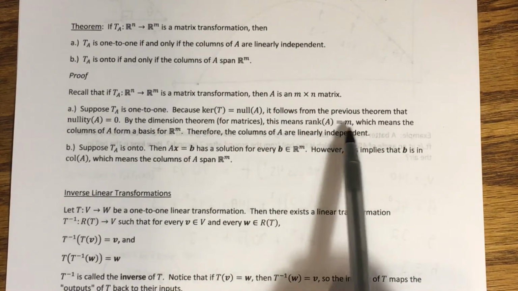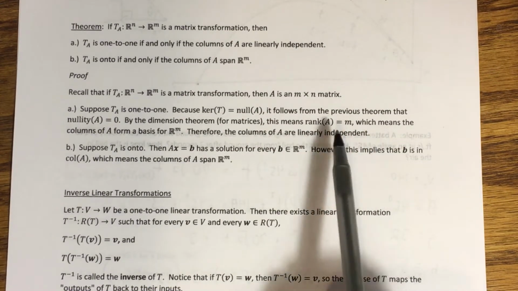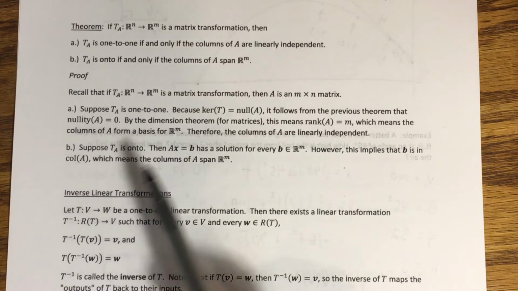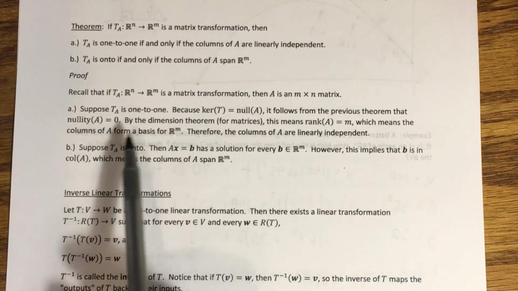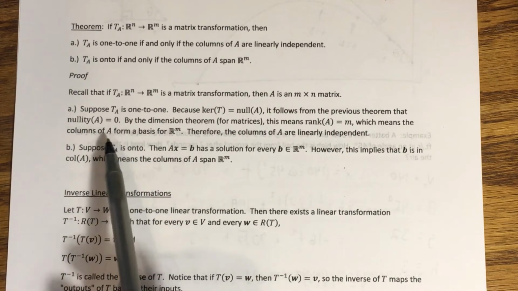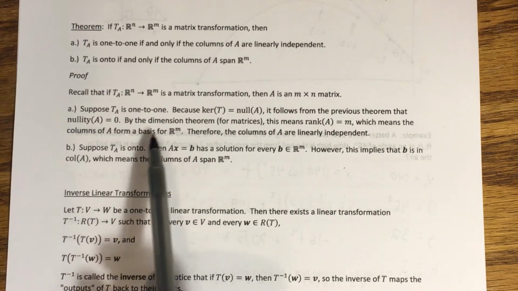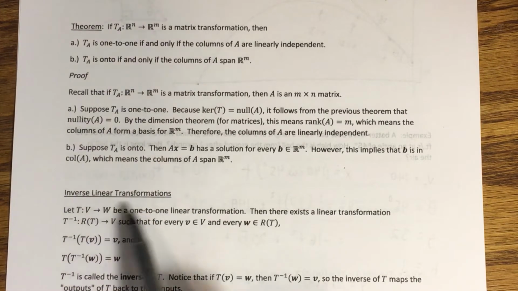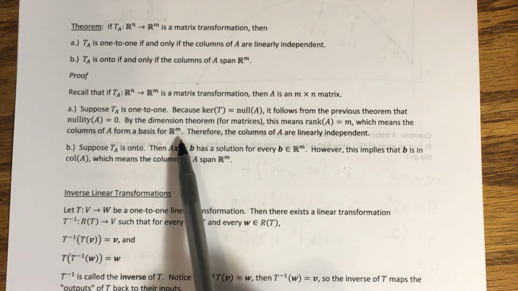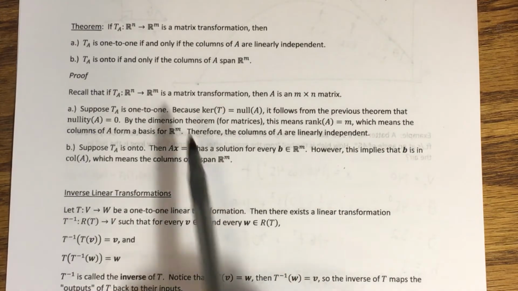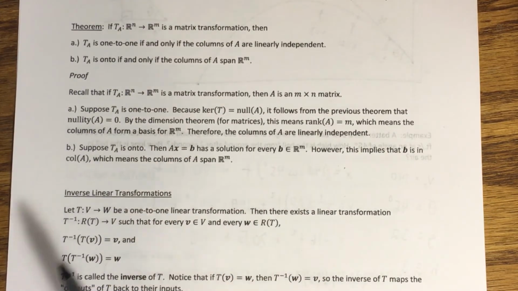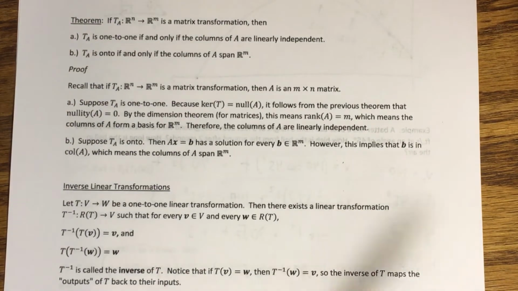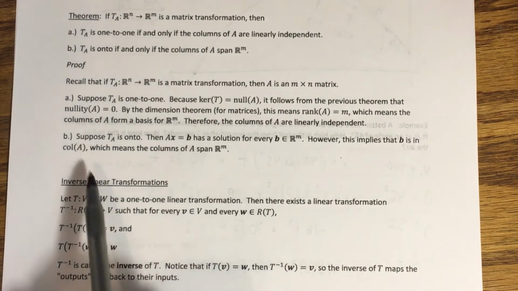But if the rank of A equals the number of columns, one thing that we also showed back in chapter 4 is that the columns of A are then linearly independent. If it forms a basis, then as is the case for any basis, the columns must be linearly independent. That establishes that result. So it's using a bunch of the work that we did in chapter 4.